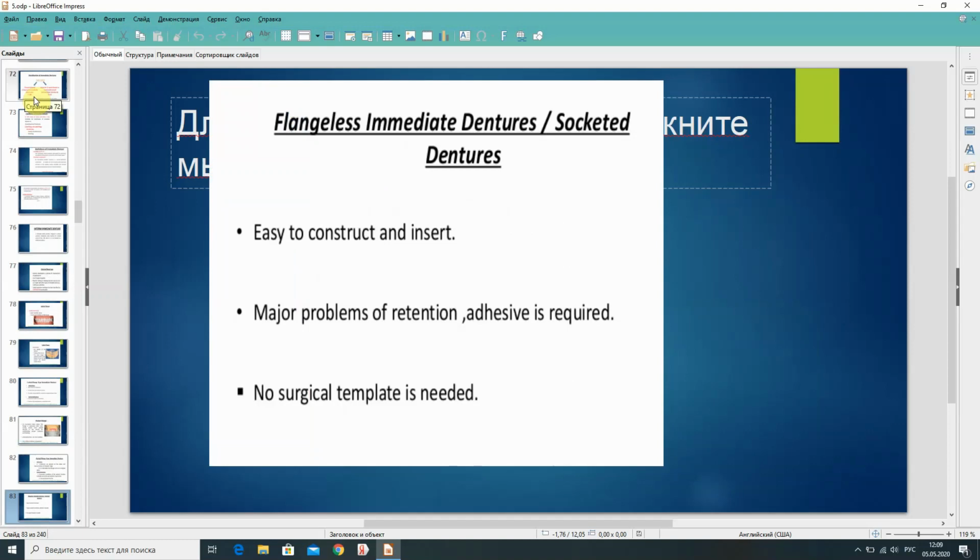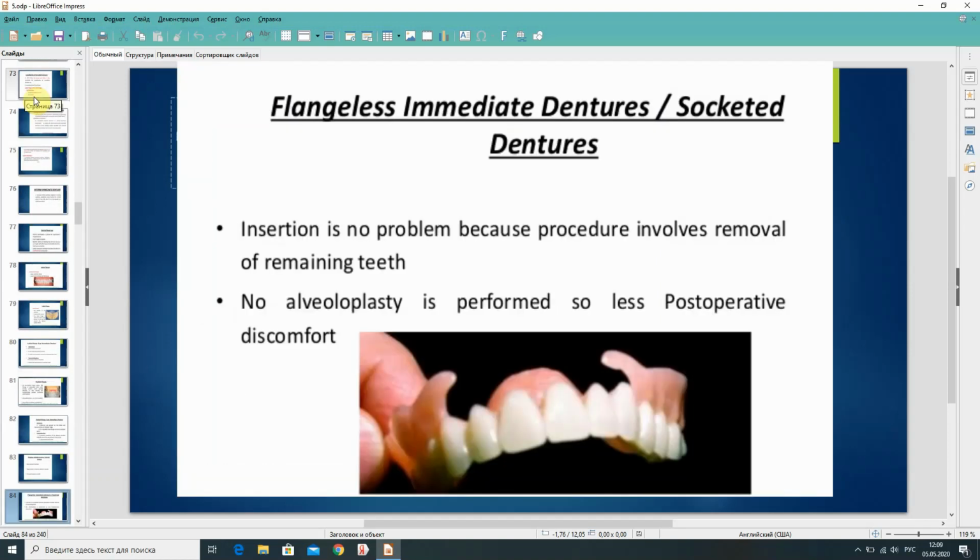Flankless immediate dentures, socketed dentures: easy to construct and insert. Major problems of retention, adhesive is required, no surgical template is needed. Insertion is no problem because the procedure involves removal of the remaining teeth. No alveoloplasty is performed, so less postoperative discomfort.